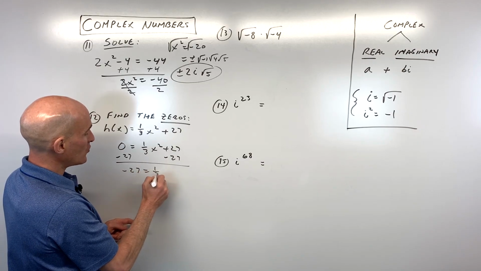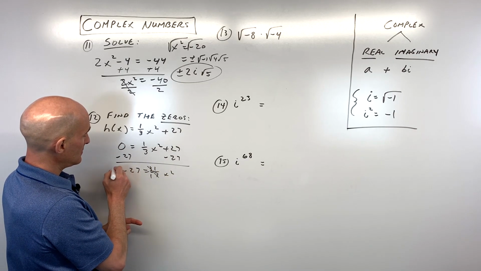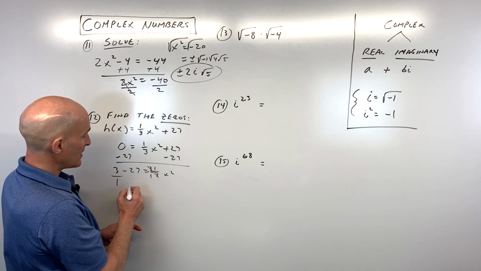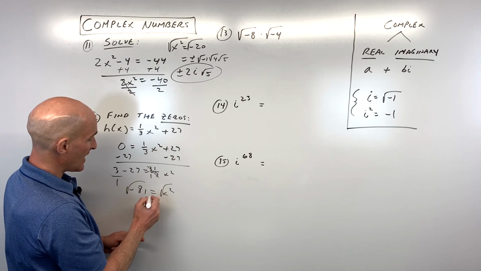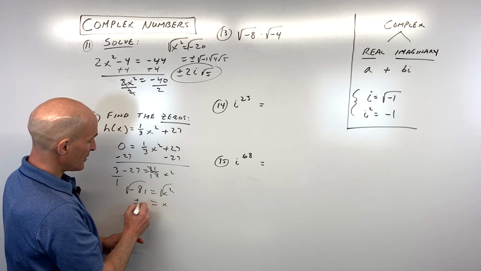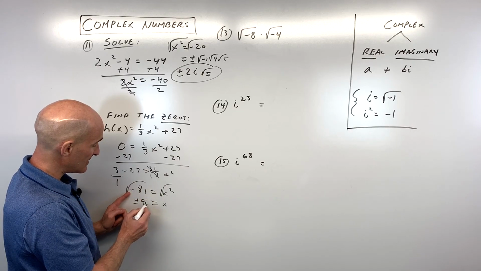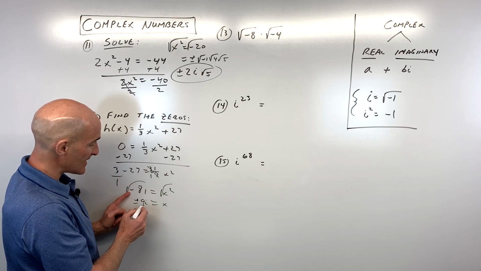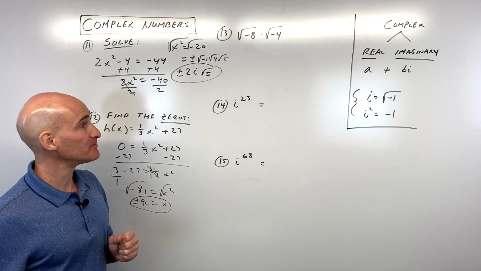Negative 27 equals 1/3 x squared. We're going to multiply by the reciprocal, 3 over 1. So that comes out to negative 81 equals x squared. And if we take the square root of both sides, x comes out to plus or minus 9i, because we have the square root of negative 81. The negative gives us the i. Square root of 81 is 9. And we take the square root of both sides, we get the two answers, positive or negative.